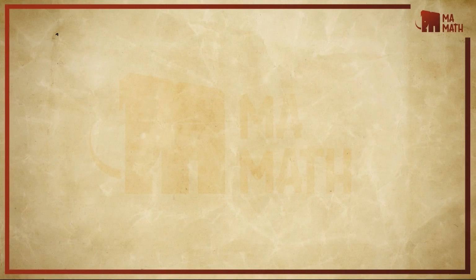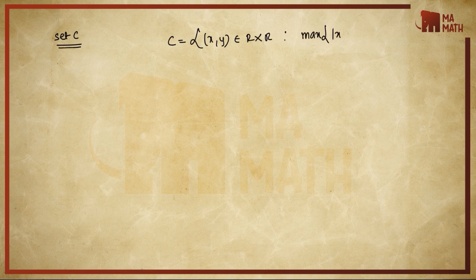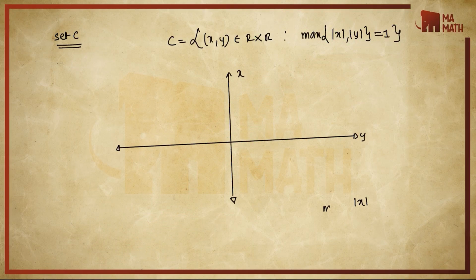Now let's see what is set C. Now set C is saying that x and y belong to the same R and R such that maximum of mod x or mod y is equal to 1. So what does it mean by maximum of mod x or mod y equal to 1? Now imagine mod x is the maximum and it is equal to 1, which means definitely mod y was less than mod x because that is when it is the maximum.